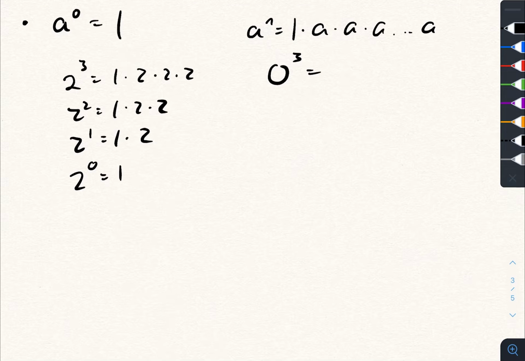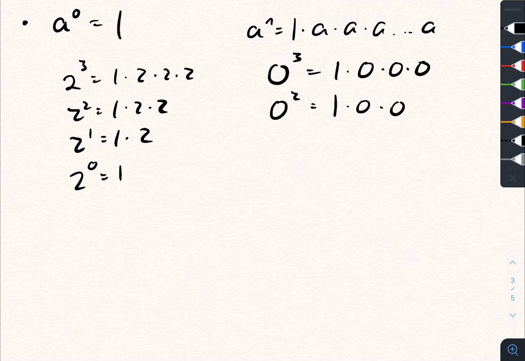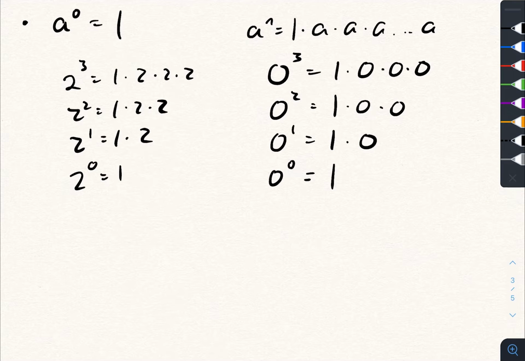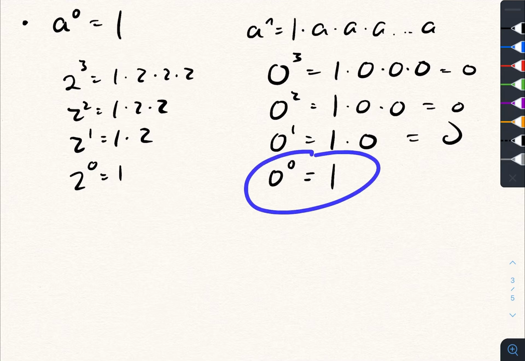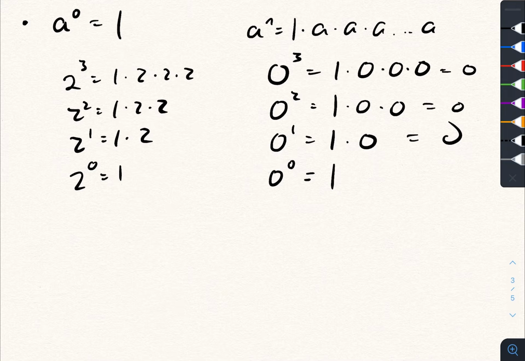What about 0? Let's do the same thing with 0 even. So 0 cubed is 1 times 0 times 0 times 0. 0 squared is that. 0 to the first is 1 times 0. And then 0 to the 0, according to our definition, would just be, well, I just don't multiply 1 by 0. I just don't do it, right? So even though all of these are equal to 0, 0 to the 0, according to this definition, has to be equal to 1.